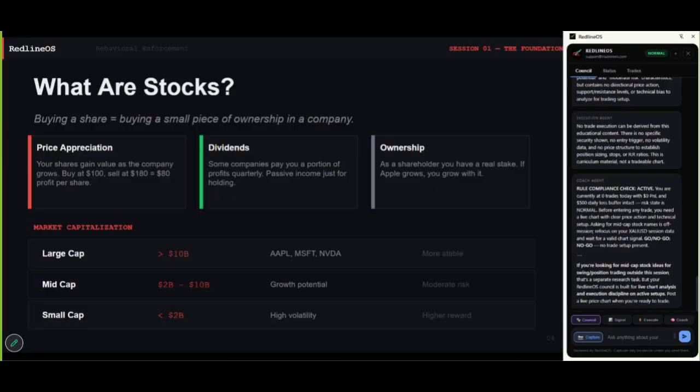With regards to market capitalization, it's divided into three types, right? You have the large cap. With large caps, you're going to have your Apple, Microsoft, Nvidia. I consider large cap stocks as stocks that actually move the GDP in a country. Mid cap stocks have potential growth, from $2 billion up to $10 billion. And then you have small cap stocks, which are going to be less than $2 billion.